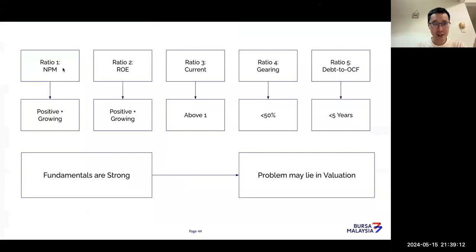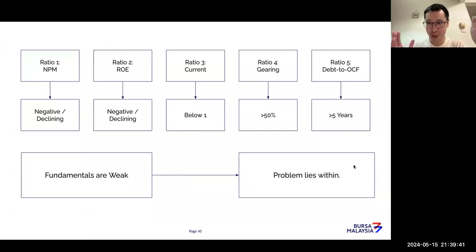So we have the 5 ratios: net profit margin, return on equity, current ratio, gearing ratio, debt to OCF. These are the metrics that you may want to measure. If the fundamentals of the companies that you choose are strong, but you still incur capital loss, valuation could be the problem. But if the fundamentals are bad, then you actually did not do value investing. Then you have to revisit why you bought the stock in the first place. So that is actually the case here.